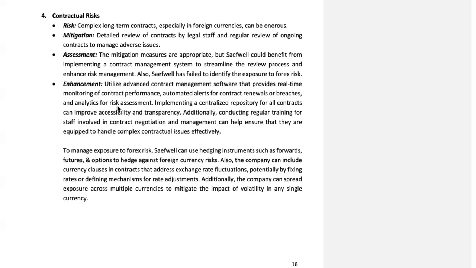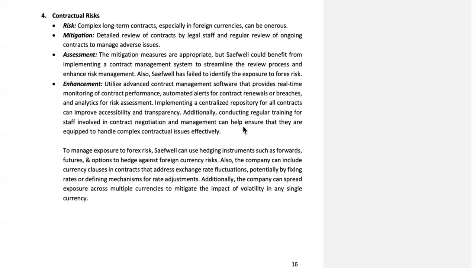And not just contract management software will help us. We have to implement a centralized repository for all contracts, which can improve accessibility and transparency. We are dealing with clients spread across the world. So rather than trying to manage contract risk via our head office and the four regional offices, it's better to come up with a centralized repository so that all contracts are managed in a uniform manner, and we are trying to get rid of contractual risks in a uniform manner via this centralized system, which I am suggesting.